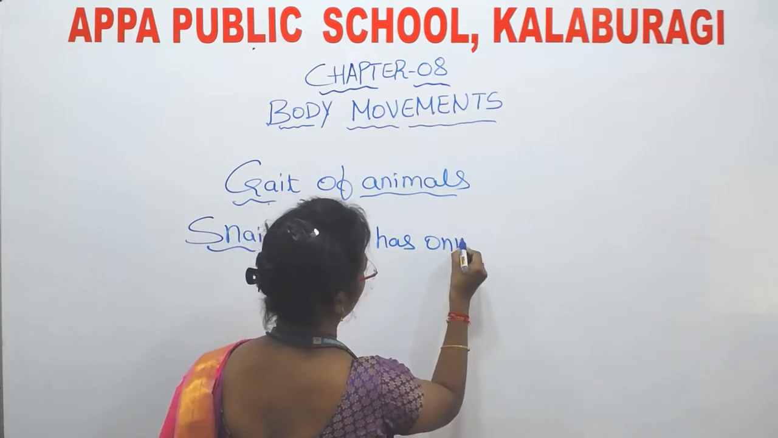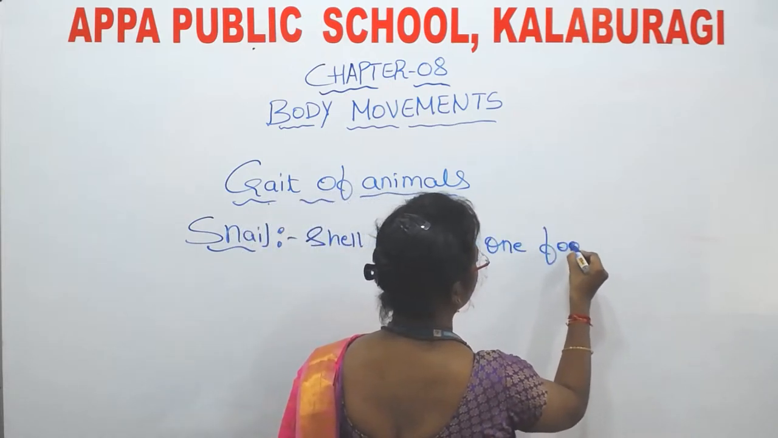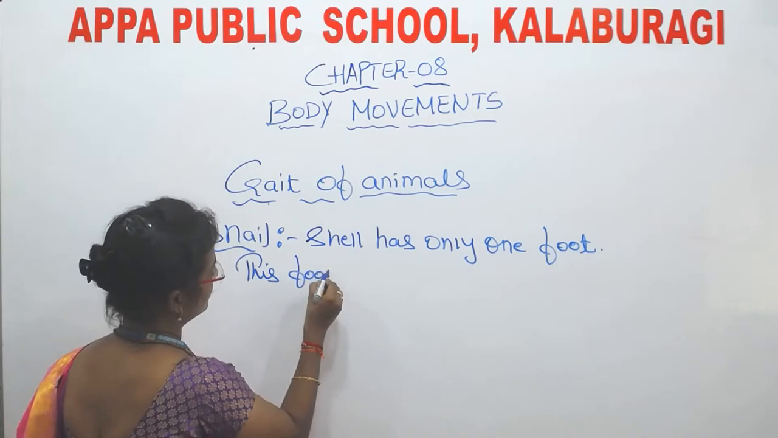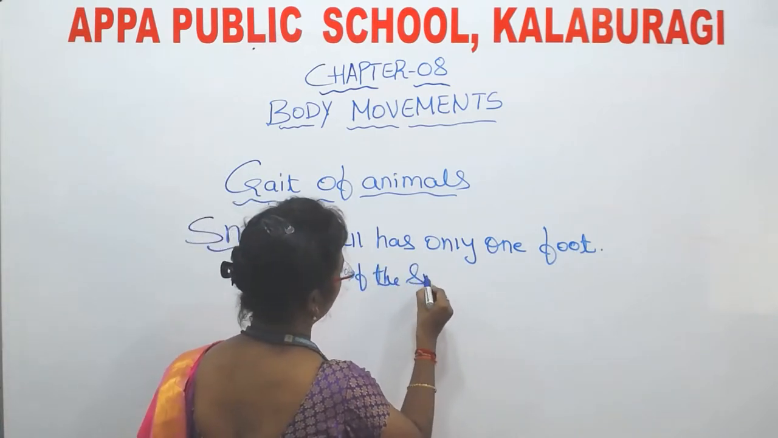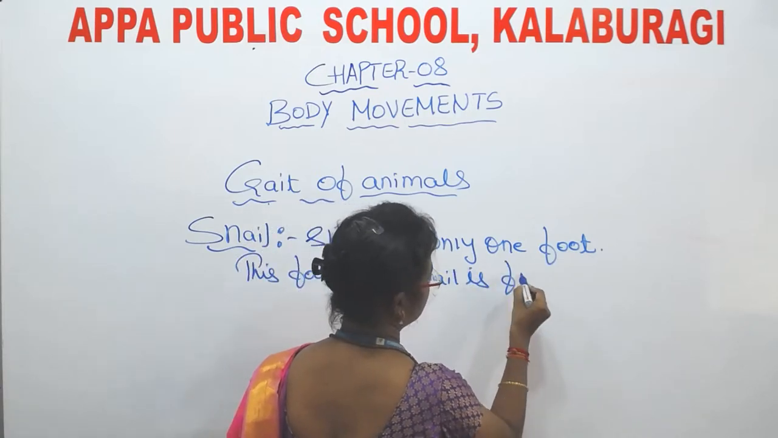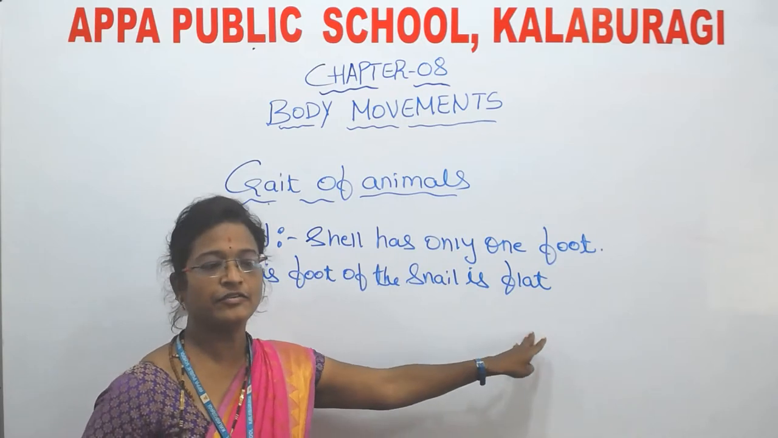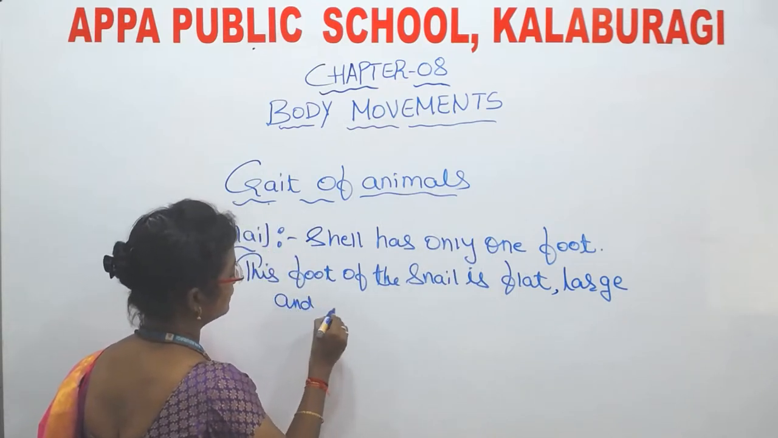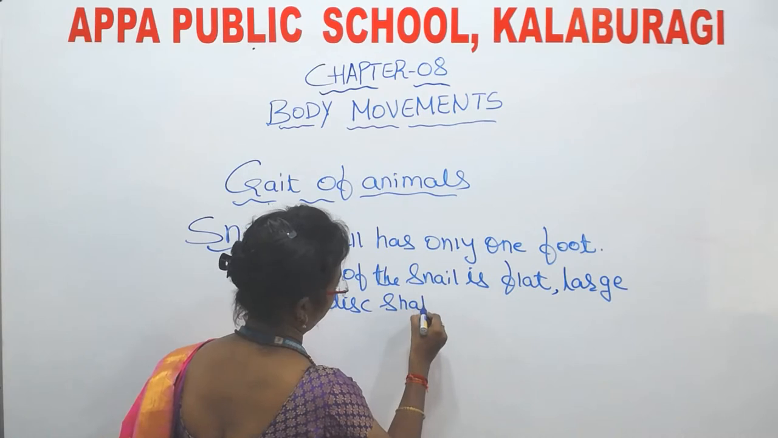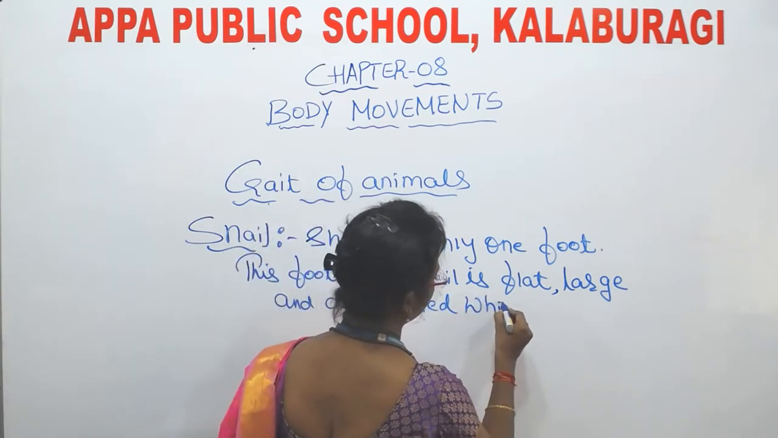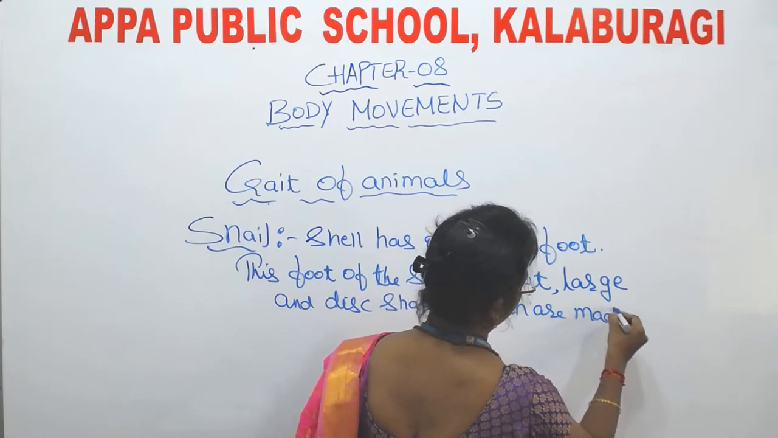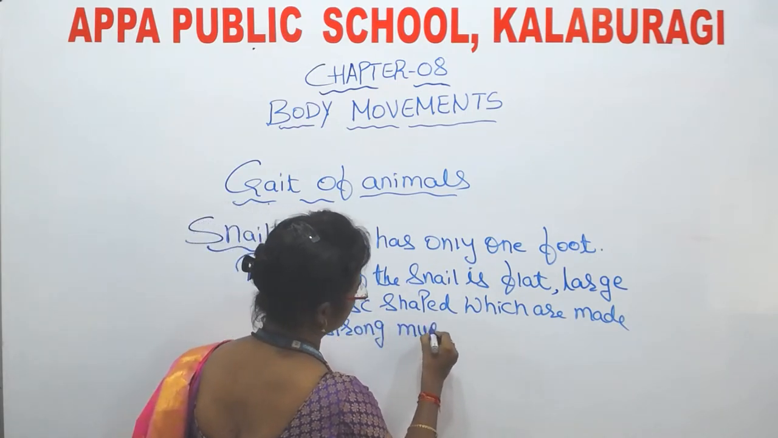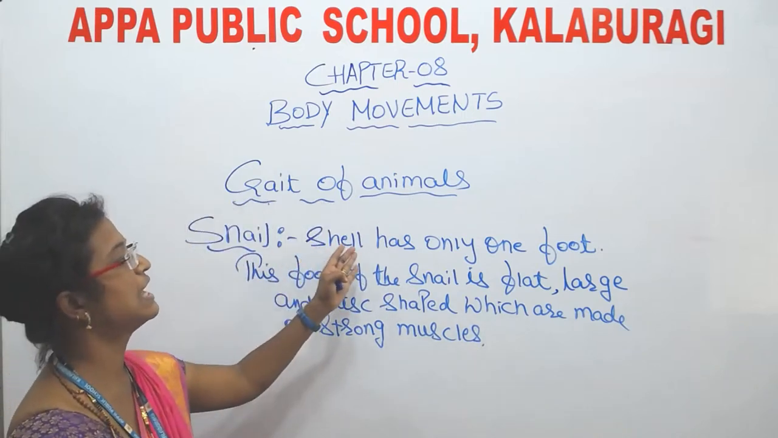Snail has only one foot, isn't it? And this foot of the snail is flat, large and disc shaped, which is made of strong muscles, isn't it? So here snail has only one foot.